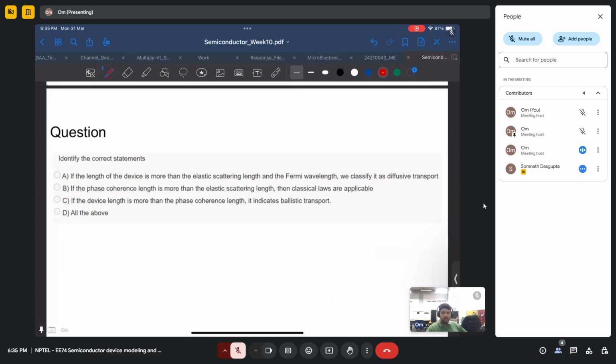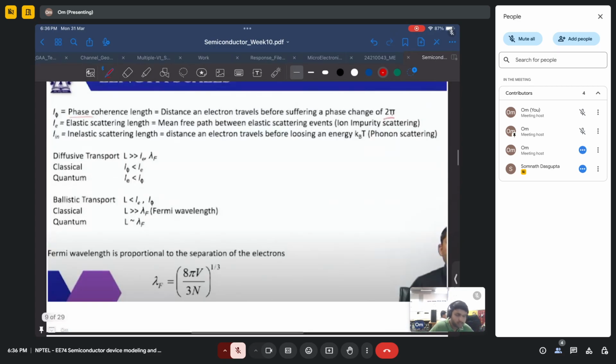Identify the correct statements. If the length of the device is more than the elastic scattering length and the Fermi wavelength, we classify it as diffusive transport. If the phase coherence length is more than the elastic scattering length, then classical laws are applicable. If the device length is more than the phase coherence length, it indicates ballistic transport. Or D, all of the above. So before going to this, let's first see what these lengths are.